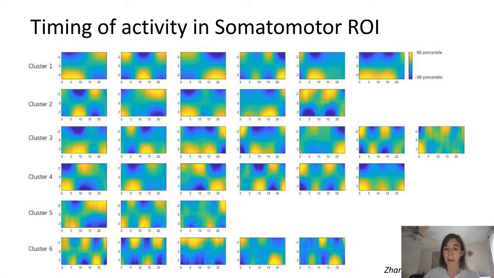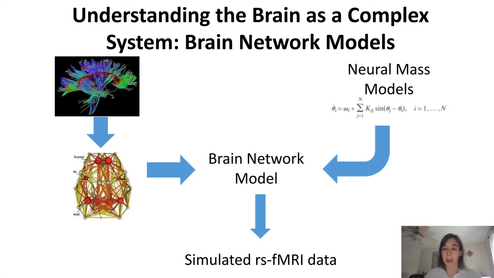I think we have a lot of things we can do to explore how well these characterize resting state fMRI data. But I want to have a little time to talk about another approach that we're using, which is trying to understand the brain as a complex system.